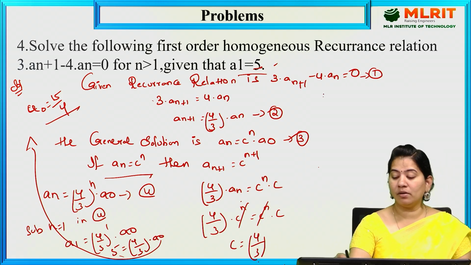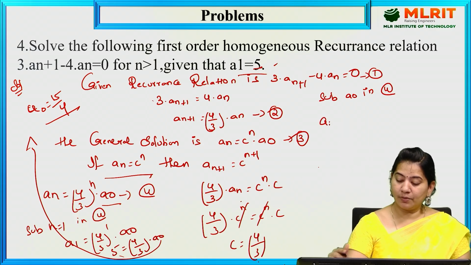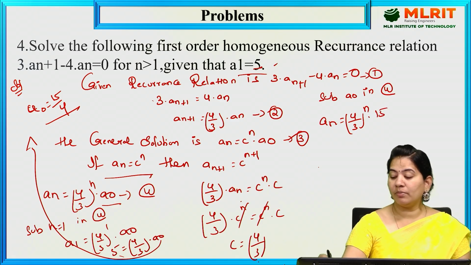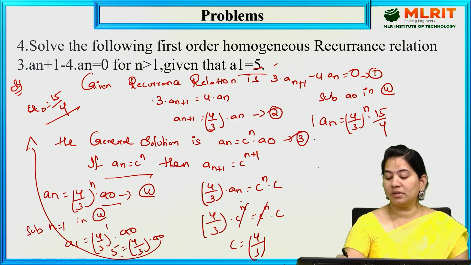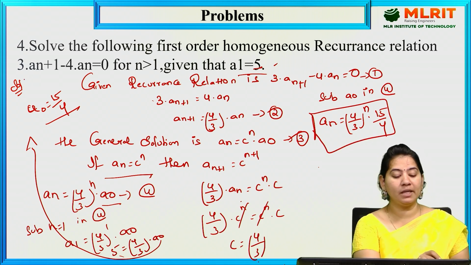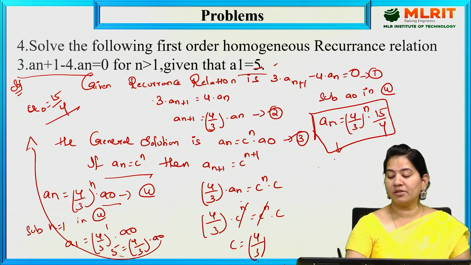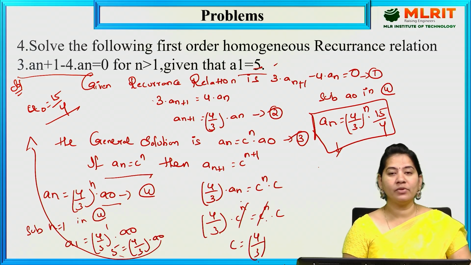Substitute this a naught value in equation 4. Then you will get an is equal to 4 by 3 whole power n into 15 by 4. So this is the general solution for the given first order homogeneous recurrence relation, that is 3 into an plus 1 minus 4 into an equal to 0. So like this we need to solve the problems.